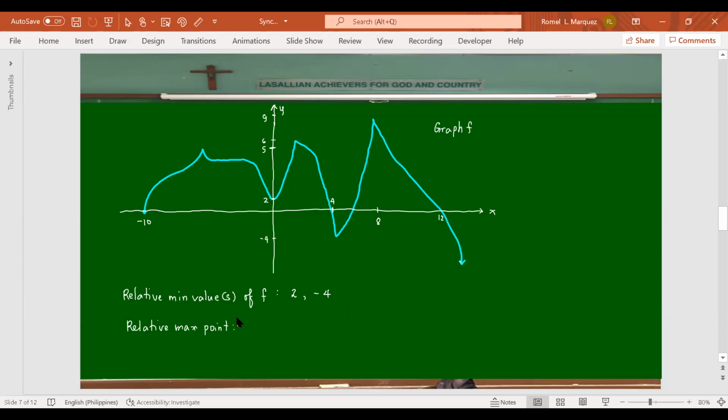Negative 10? No, because there is no neighbor to the left. Negative infinity is not a value. So 2 and negative 4 only, values of f. So this is a relative minimum point. What is the value of f? 2. Another relative minimum point. What is the value of f? Negative 4. Or the relative maximum point or points?